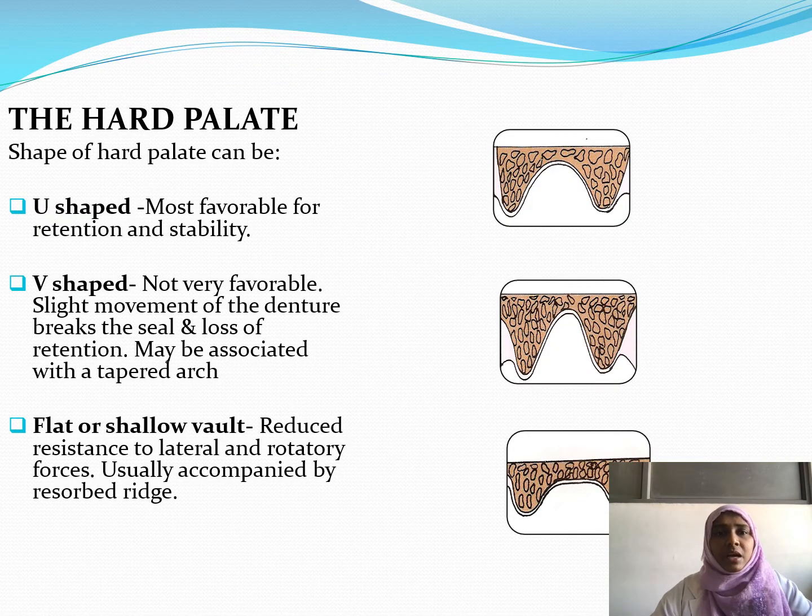Coming to the hard palate, the shape of the hard palate can be U-shaped, V-shaped, and flat or shallow walled. U-shape is most favorable, with better retention and stability. V-shape is not very favorable; slight movements of the denture break the seal and cause loss of retention. And flat or shallow walled, reduced resistance to lateral and rotatory forces, usually accompanied by resorption.